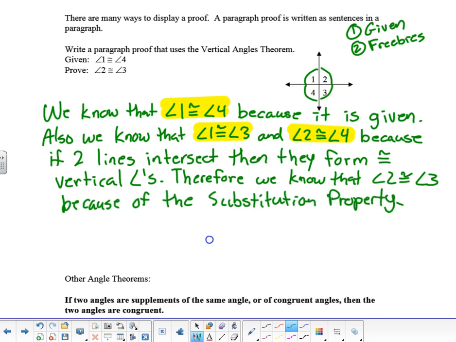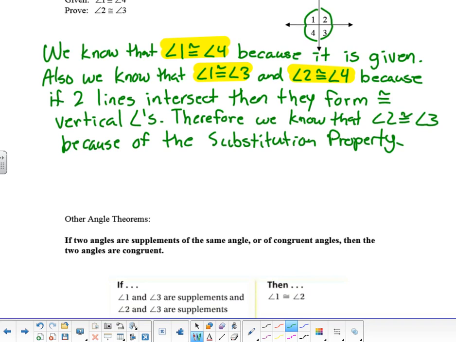All right. Now, a lot of times we're going to write these in a 2-column format, but I just wanted to show you that we could also just write it as a paragraph. And essentially, what the statements and reasons are is we make a statement because, and the because answers the why question, and then we give our reason. So again, we could do that in different formats here.